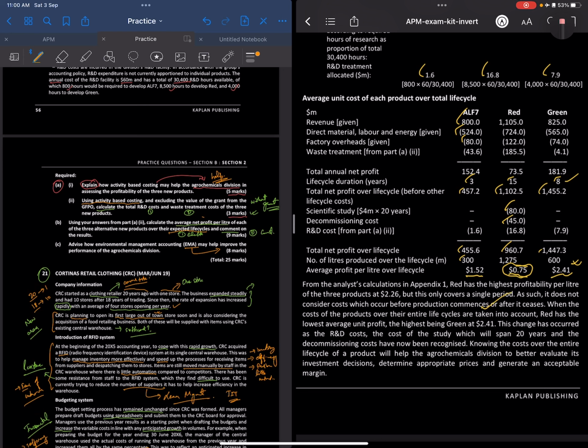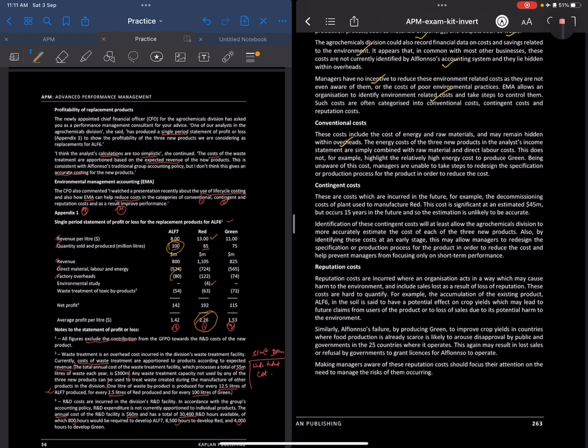So those costs tend to remain hidden, and the energy cost of the three new products in the analyst income statement are simply combined. As you can see, the energy cost are simply combined with raw material, right, and direct labor. So this does not, for example, highlight the high energy cost, right? We can't make a comparison because it's just a lump sum. So for green it's 565, but how much of that is associated with direct labor, right? How much of that is with energy, right? We are not getting that information.